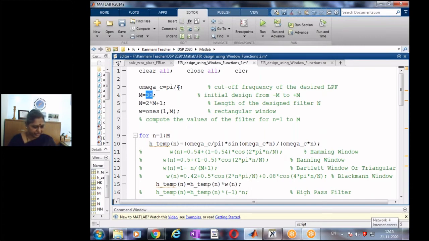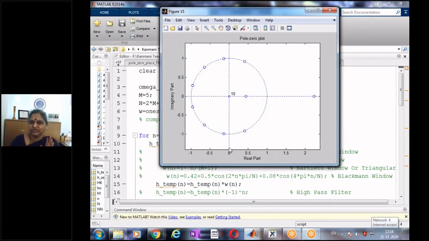Let me take the length as, say, small. So say a filter of length, say, 11. So M is 5, so N becomes 11. Let me run the program and see. My focus now is to see the pole zero plot. How is my pole zero plot?